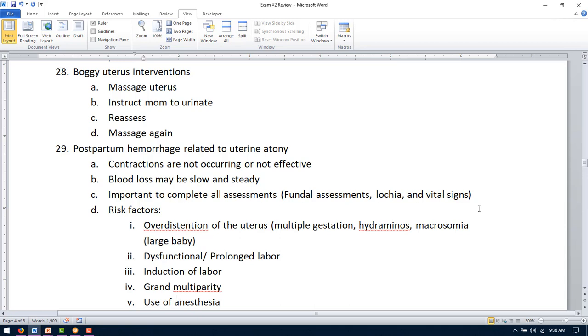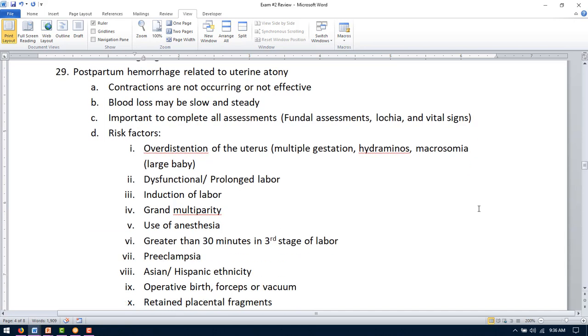Uterine atony. The contractions of the uterus are either not occurring or they're not strong enough to cut off any of that bleeding. Blood loss doesn't have to be all at once. It can be slow and steady. So this is why we need to make sure that we are completing all of our assessments. The fundal assessments, the lochia, the vital signs. But remember, vital signs is the late sign, so we want to make sure to do the fundal assessments and the lochia.